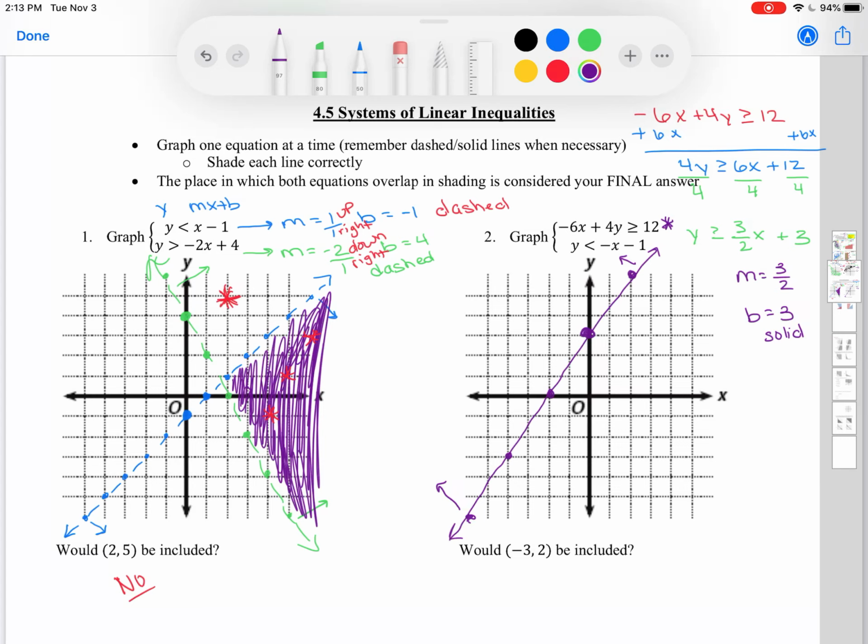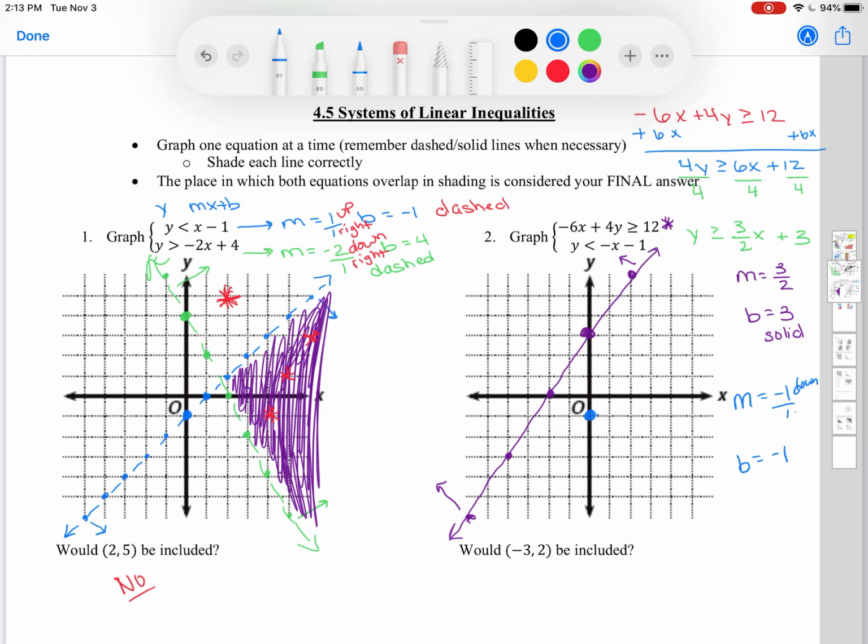Once I have the line, I'm going to check for where it is going to get shaded. Well, if I look back at the original equation, it's telling me it needs to be everything greater than or equal to. So I'm going to want to shade everything above that line. So I'm going to mark it so that I have an easier and cleaner grid to work with.